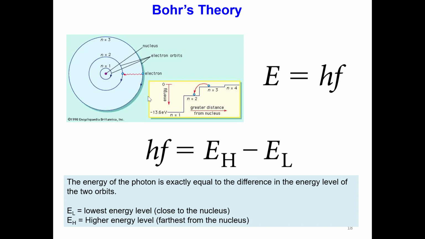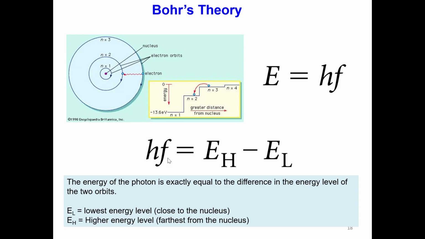That radiation has some particular value of energy, and we can calculate the frequency of that radiation if we know the difference between the energy of the two orbits. Then if we know the frequency of the radiation, we can also calculate the wavelength of that radiation. If that radiation is in the visible range, then we are able to see it.